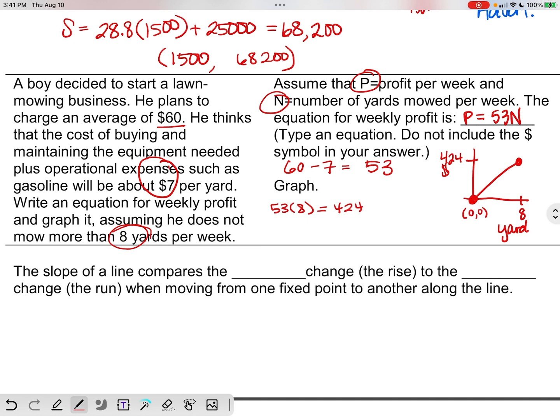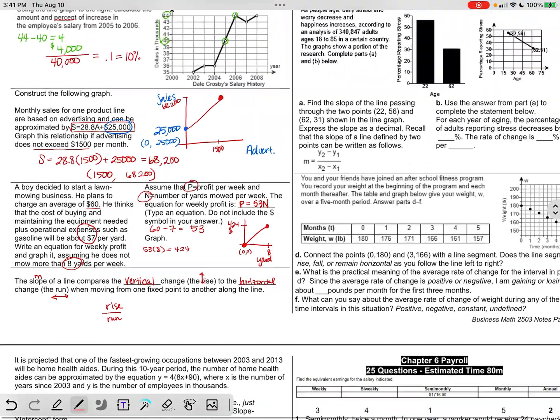The slope of a line compares the vertical change, or the rise, rising is the vertical axis, to the horizontal change, the run. You run from left to right. You rise up and down. So this one's going to be horizontal. And remember that slope is depicted by the letter M. So rise divided by run. Ta-da!